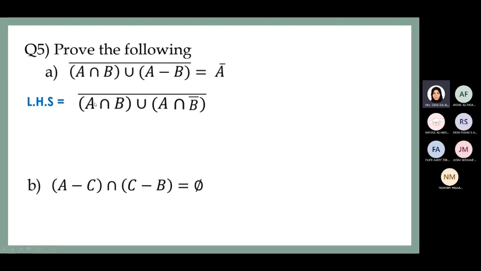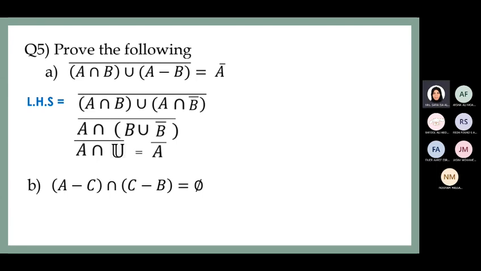I will consider that this is already distributed. I will take A intersection B, A intersection as a common. What is left is B union B complement, all complement, A union B complement. The union between the set and its complement is always the universal. So it will be A intersection the universal, all complement. A intersection the universal will be A complement, which is my right hand side.